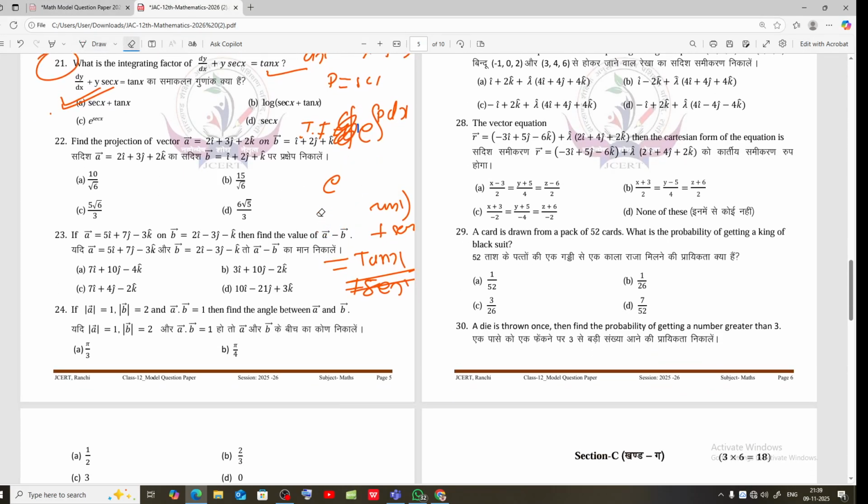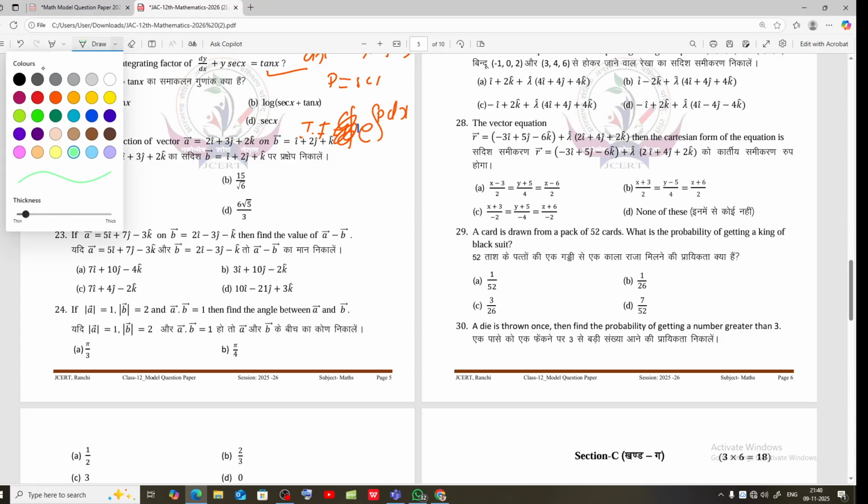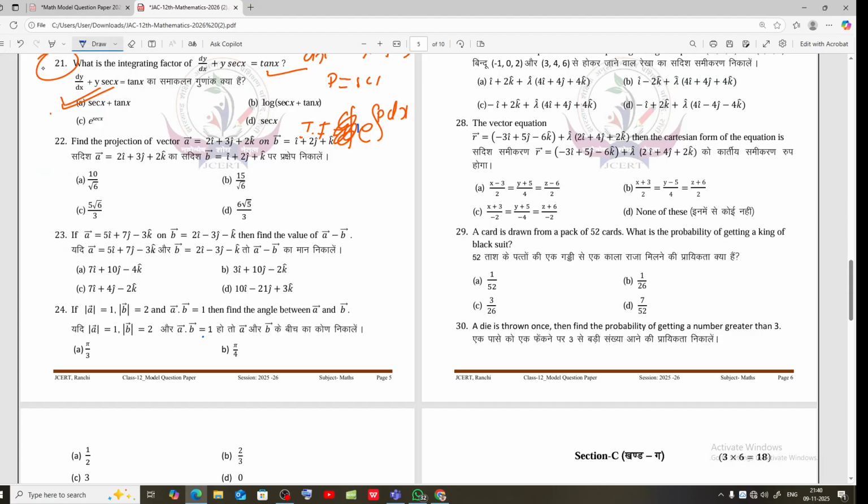Question number 22, vector and coordinate geometry, 2D and 3D. A equals this and B equals this vector. Find the projection of A on B, that means the dot product of A and B divided by the magnitude of B.